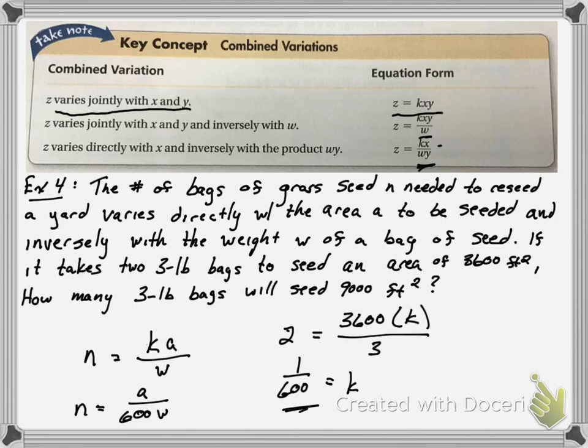You want to know how many bags of seed it would take to seed 9,000 square feet. So that's my area. I'm running out of room, so I'm going to head over to here. And I end up with A, which is 9,000, divided by 600 times 3. And like I said, just plug it in your calculator, and you end up with 5 bags of seed.